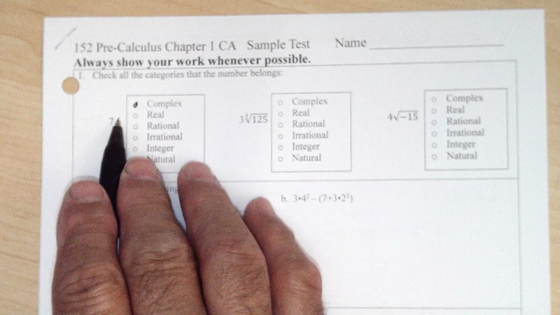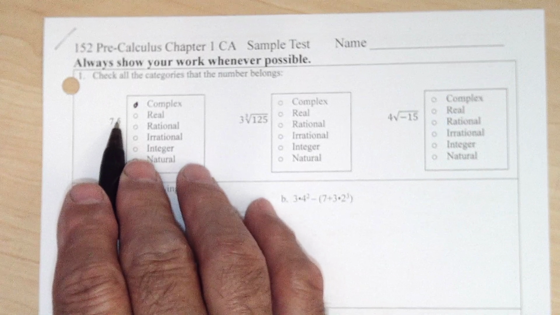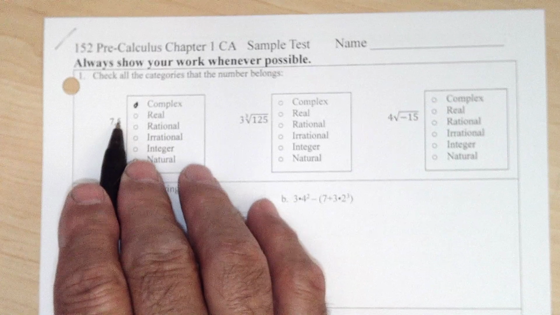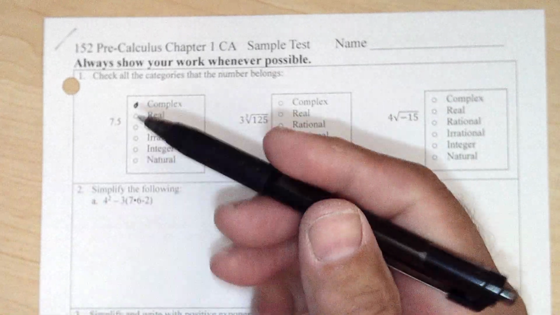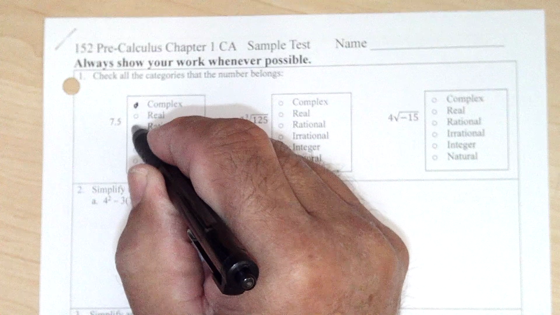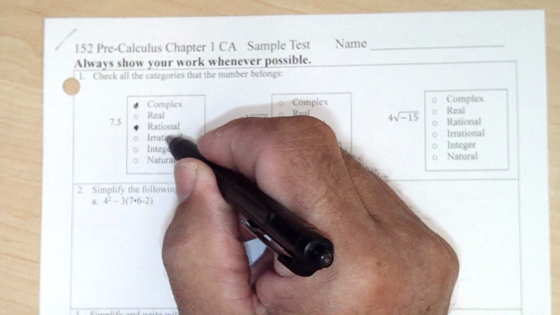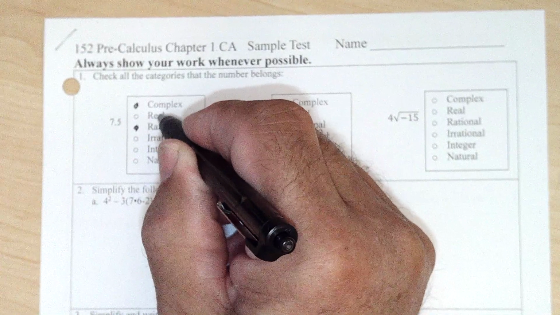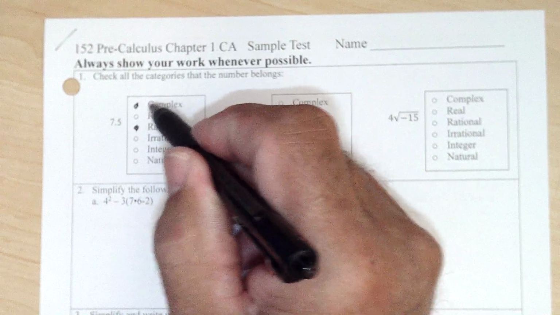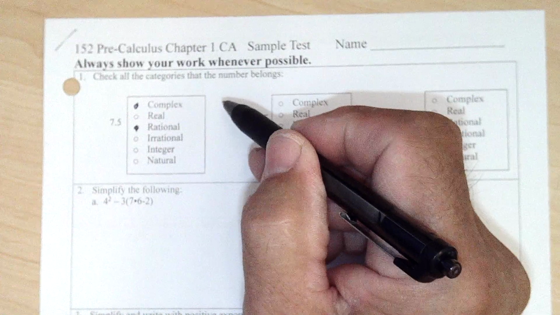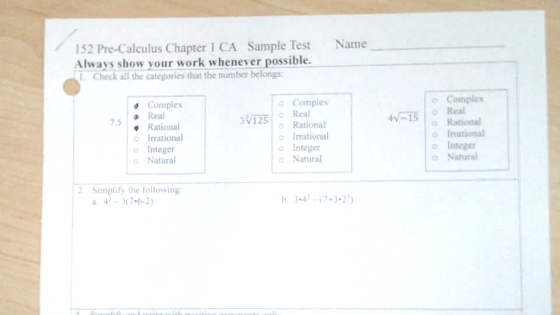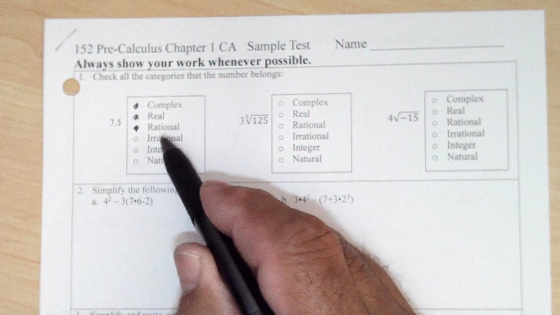This is 7.5, or 15 halves. So it's a ratio of two integers, so it's rational. Rationals and irrationals make up the reals. Reals are part of the complex, but not all of the complex. So it's real. It's not irrational.